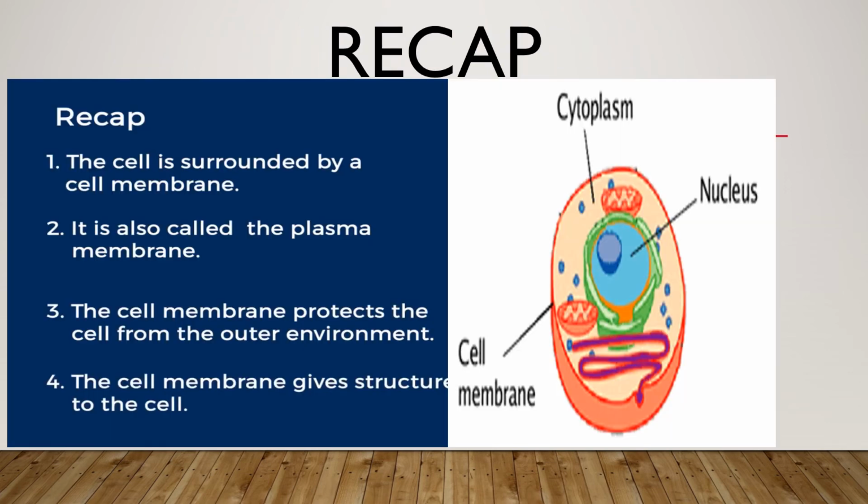Now let's recapitulate the cell membrane. As you all know, cell is surrounded by a cell membrane that is also known as plasma membrane. And cell membrane protect the cell from the outer environment. Cell membrane gives structure, shape to the cell.